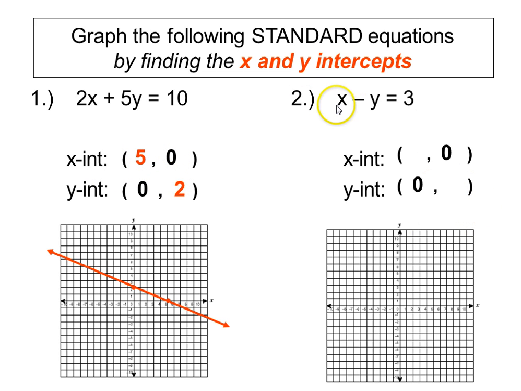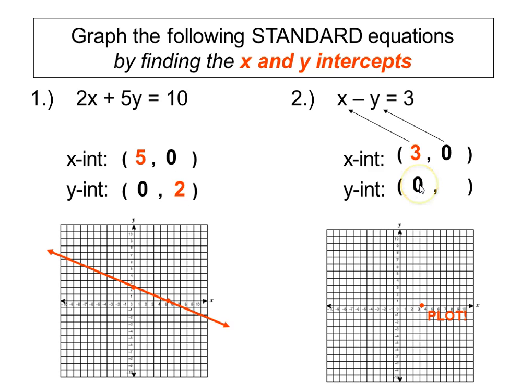Same kind of deal over here with number 2. I have x minus y equals 3. If I'm looking for the x-intercept, I know the y value has to be 0, because that's what makes the x-intercept the x-intercept. So plug in 0 for y. So what minus 0 gives us 3? That would be 3. 3 minus 0 is 3. So the x-intercept is 3. So we can plot the x-intercept right there.